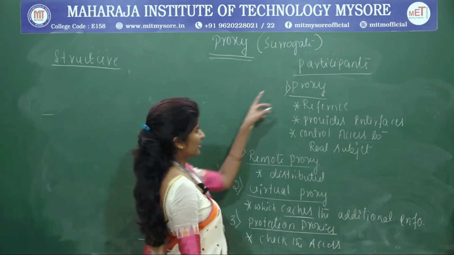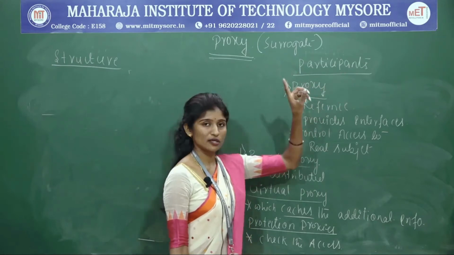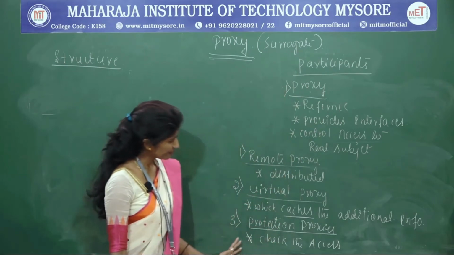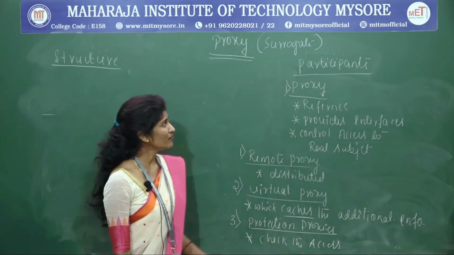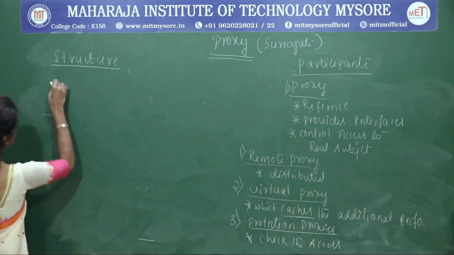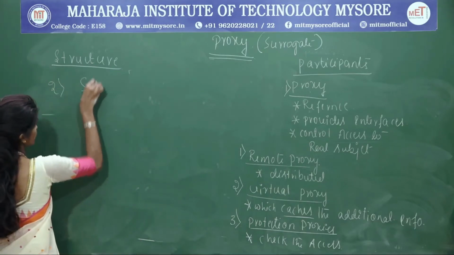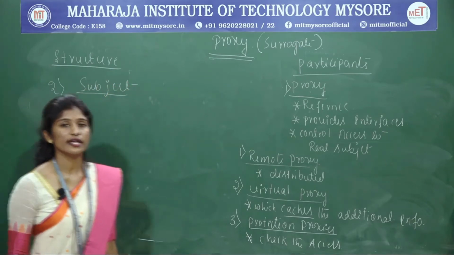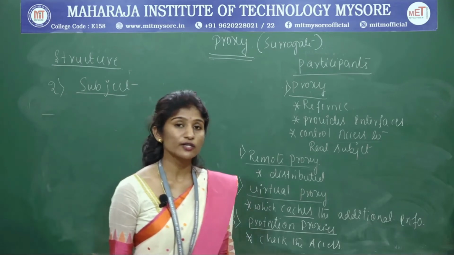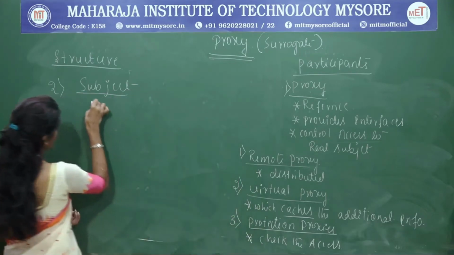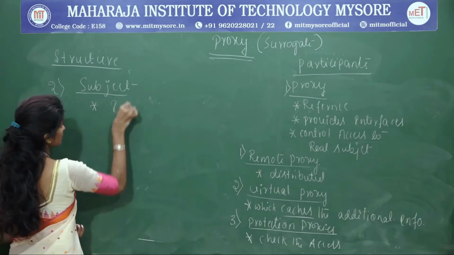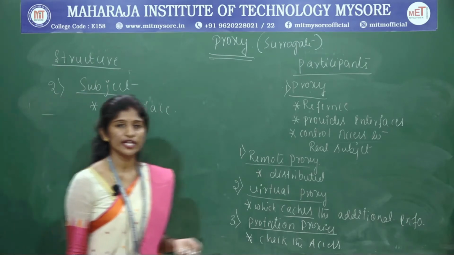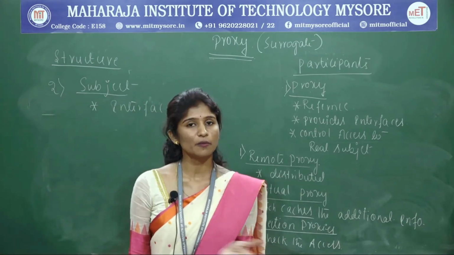I just explained the participants, right? Under that, the first participant was the proxy, and within that proxy you have three different kinds of proxies. Now we'll see the second participant, the subject. Subject is the second participant, which provides the common interface for the real subject and the proxy.